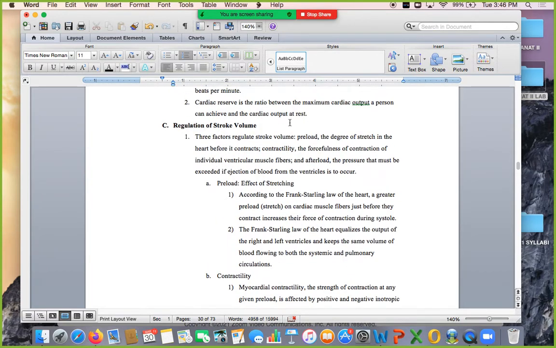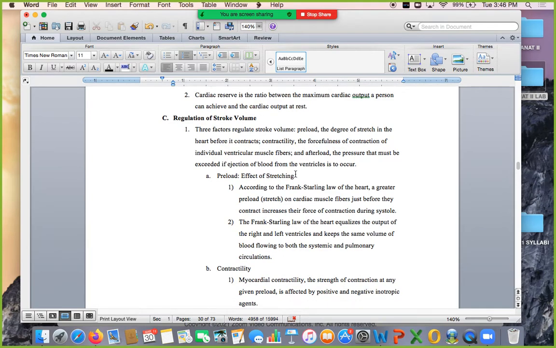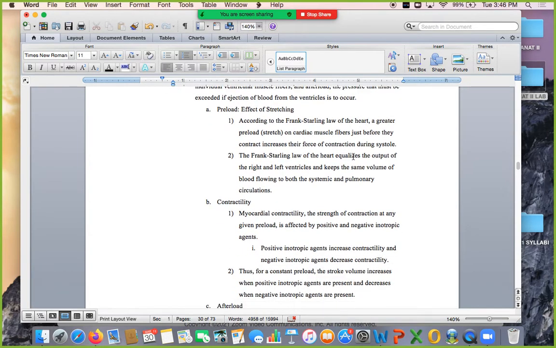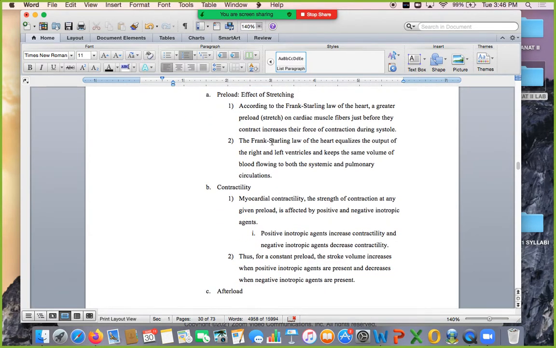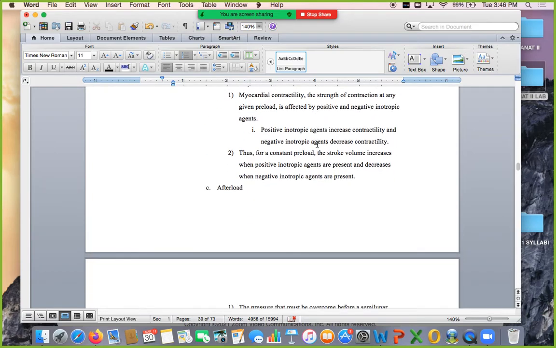For stroke volume, we have three major factors. That's going to include preload, which is the degree of stretch, and contractility, also the forcefulness of the contraction, and then it's also going to include the afterload, which is basically how much pressure has to be exceeded in order for blood to actually eject from the ventricles. So how much pressure is already in the blood supply that it's going to be ejecting into. And the Frank-Starling law, again, is what's going to help equalize the output from the right and the left ventricles to systemic and pulmonary circulation.